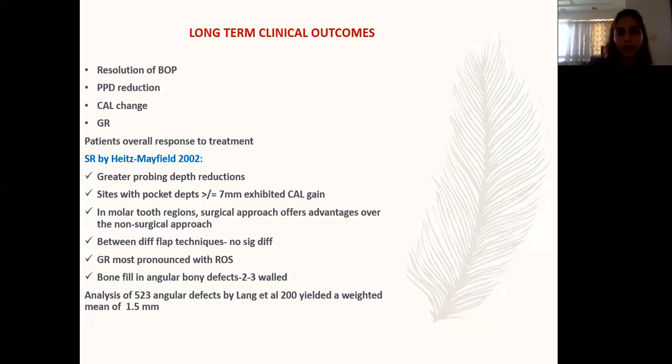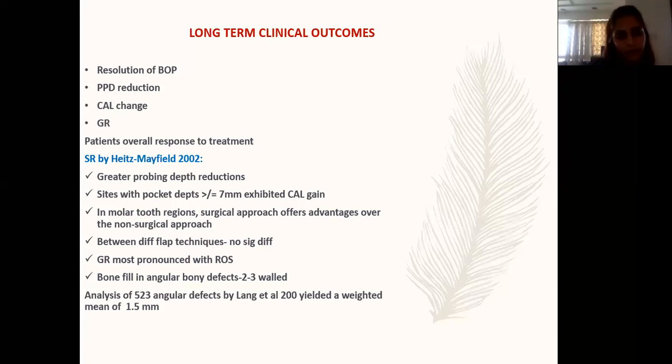So what is the long-term treatment outcome of periodontal flap surgery? Here, the common parameters that were considered in order to evaluate the long-term outcomes were resolution of bleeding on probing, probing pocket depth reduction, CAL change, the amount of gingival recession, and patient's overall response to treatment procedures. There were two systematic reviews that I came across, and I would just like to summarize the findings from the same. One was by Heitz-Mayfield in 2002, and the other was by Mailoa in 2015.